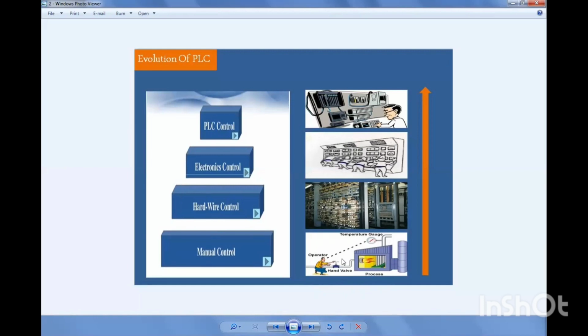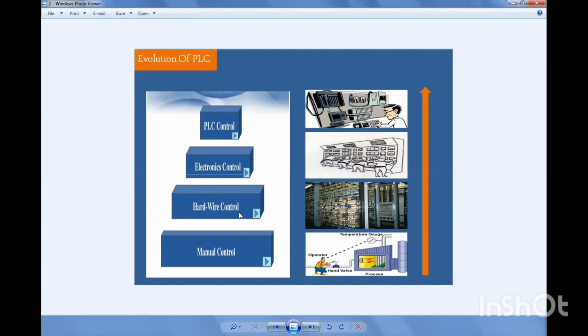Do you think it is really safe for a human being to always be near the furnace? Obviously not. And the second thing, from an industry point of view, obviously we are losing precision and accuracy over here. So this is the main problem in manual control. That's why we shifted to hardware control. So what is this hardware control? This is nothing but a relay control system.